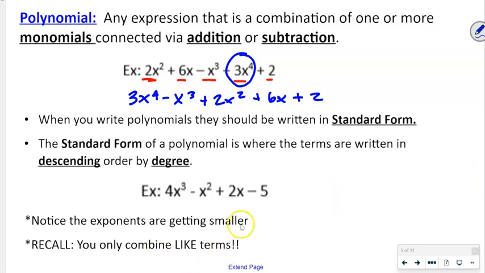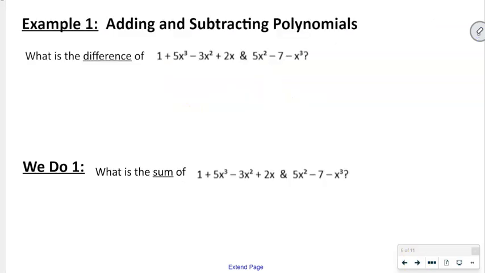So it says down here, notice that the exponents are getting smaller. Recall, you only combine like terms. So remember that x to the fourth is not a like term with 6x, right? 2x squared is not a like term with negative x to the third. So example 1 says adding and subtracting polynomials. So what is the difference? Remember, the difference means we're going to do subtraction, right? So I'm going to write subtraction up here because that's what that means.